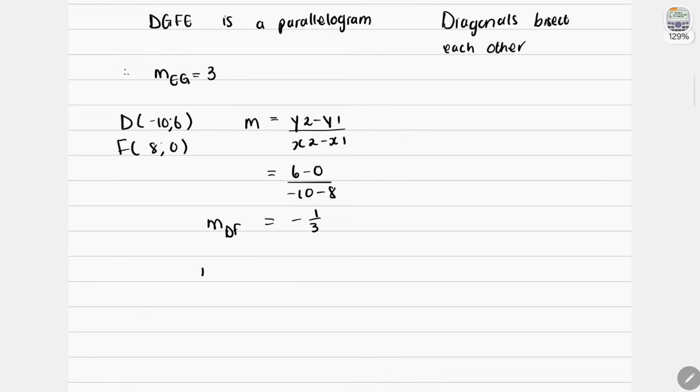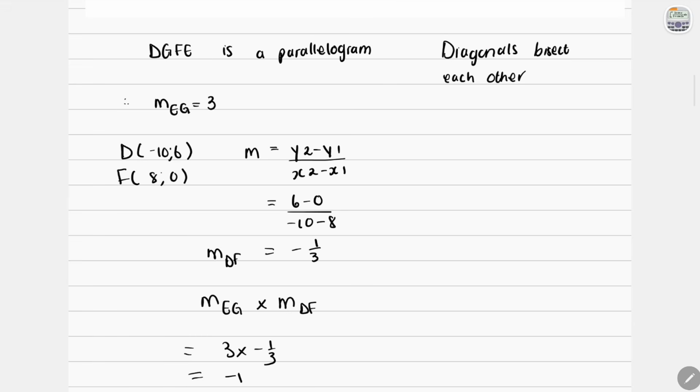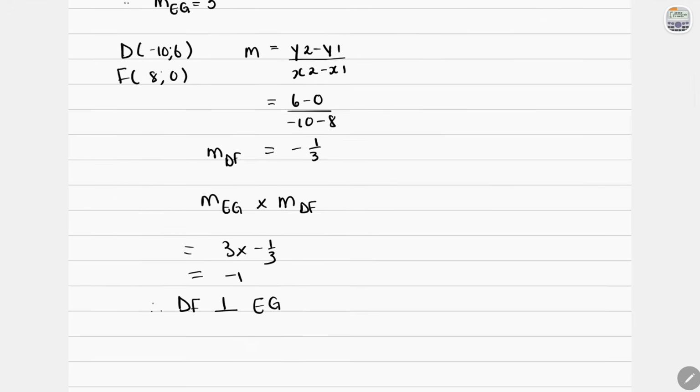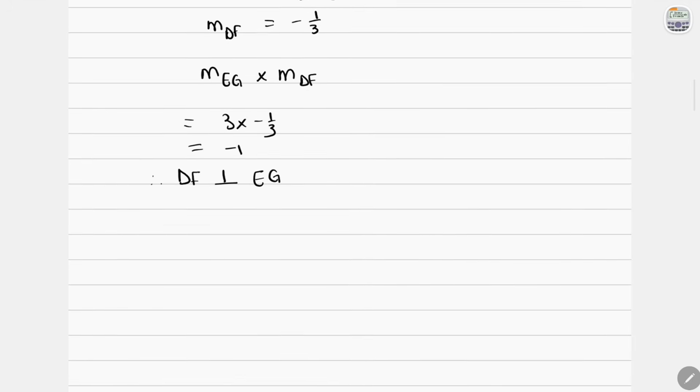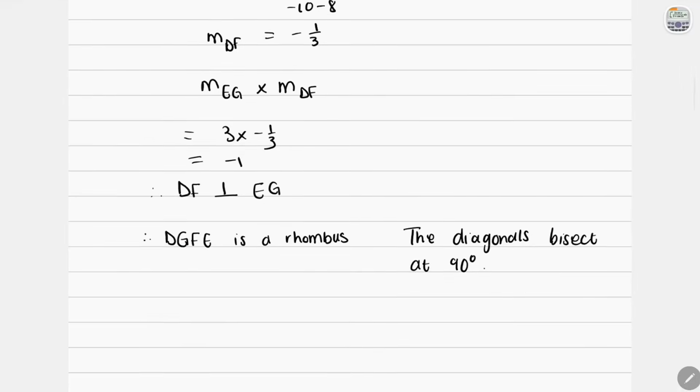So now this is all we have to do. We can show that if you take the gradient of EG and multiply it by the gradient of DF, look at what they give us: 3 times negative 1 over 3 equals negative 1. Because the diagonals are perpendicular, it means they bisect at 90 degrees. So DF is therefore perpendicular to EG. And finally, we can conclude that DGFE is a rhombus because the diagonals bisect at 90 degrees. And that is our answer.